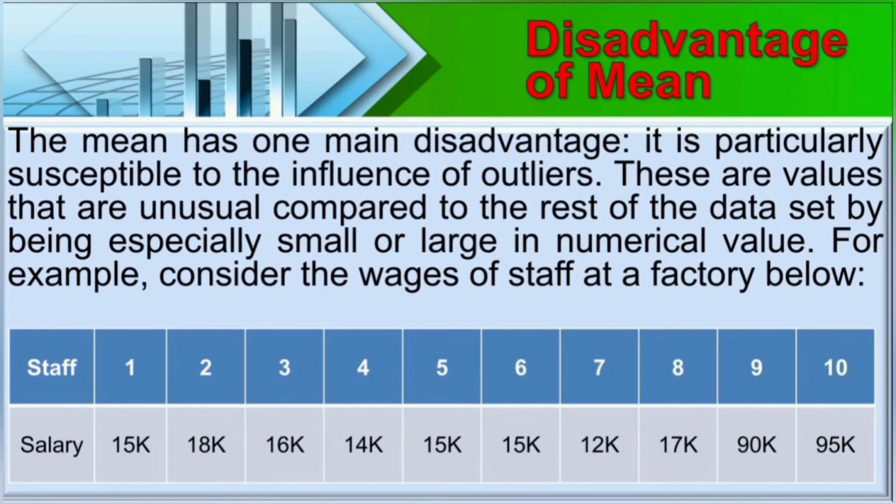Disadvantage of mean. The mean has one main disadvantage. It is particularly susceptible to the influence of outliers. These are values that are unusual compared to the rest of the dataset by being especially small or large in numerical value. For example, consider the wages of staff at a factory below. Here in the example, the salaries of staff number 9 and 10, 90k and 95k, are unusual compared to the rest of the dataset.